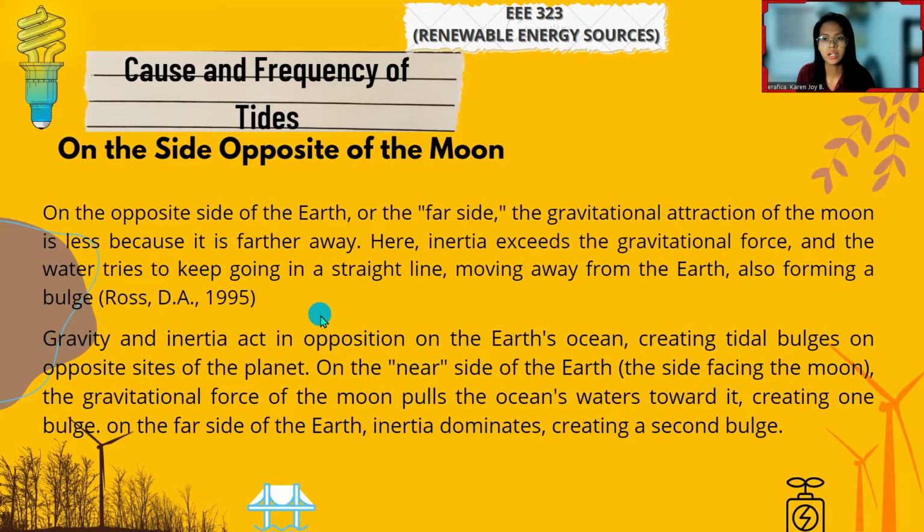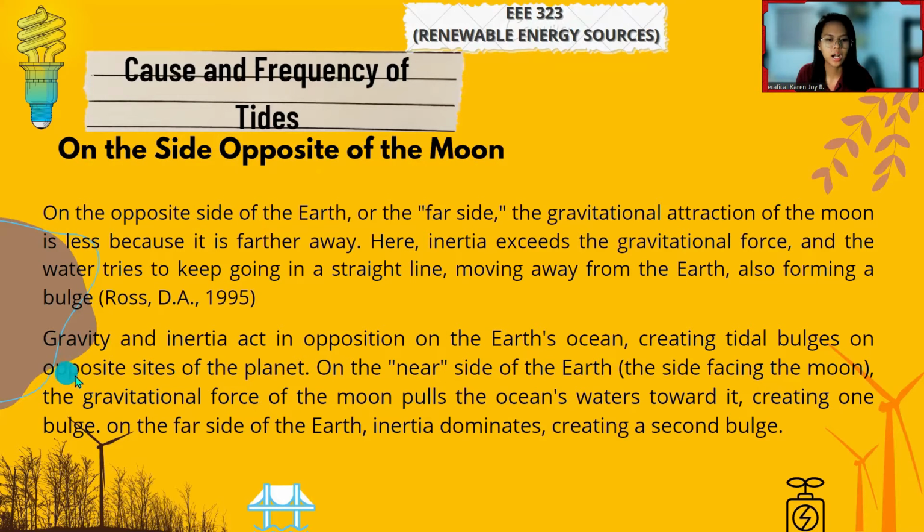Di ba? Meron nga tayo ng inertia and gravitational force. So, dahil yung opposite of the moon ay malayo siya, so ang nangyayari is mas nananaig yung inertia nito kaysa sa gravitational force ng moon. So, dahil sa sobrang lakas ng inertia, nagkakaroon ito ng low high tide.